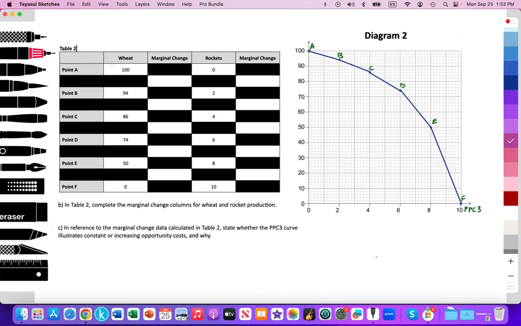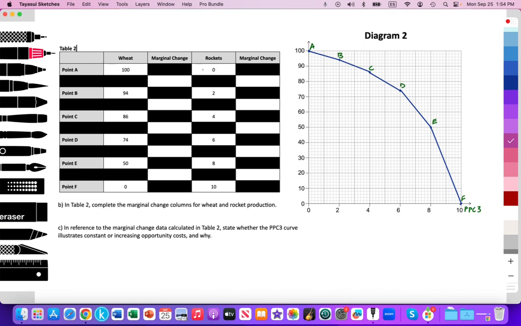So here we have kind of a paper 3 type question. We've been given data and we've been given a graph, and the IB has given us a graph with the PPC curve, in this case labeled PPC curve 3, already plotted and labeled for us. So in this table, here we have wheat production versus production of rockets within a country. And we can assume that the allocation of resources don't easily transfer from wheat to rocket production because they're very, very different outputs being generated.